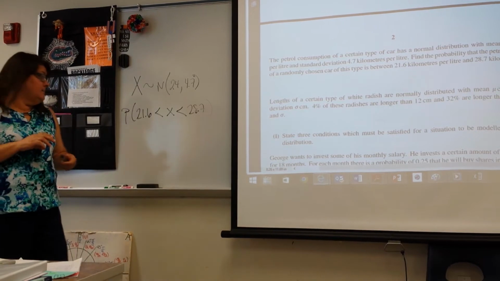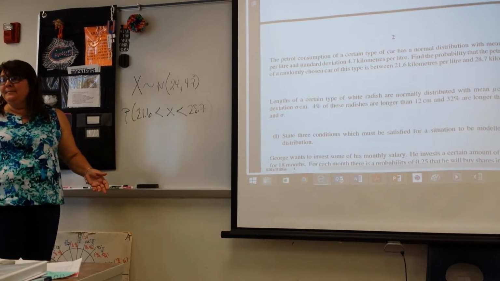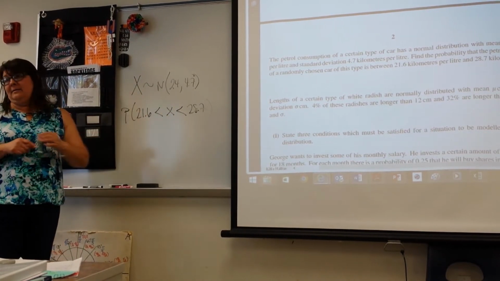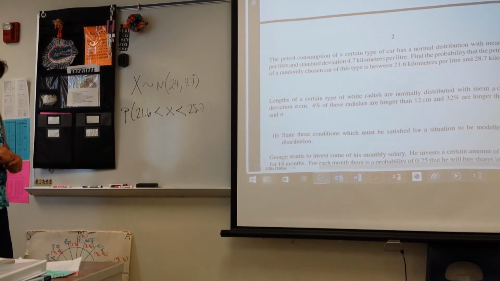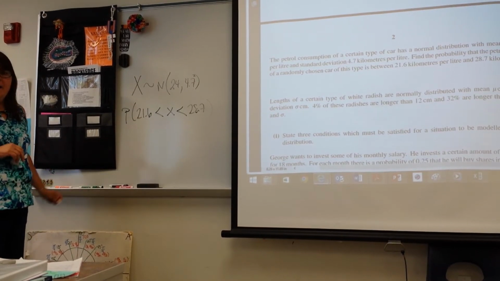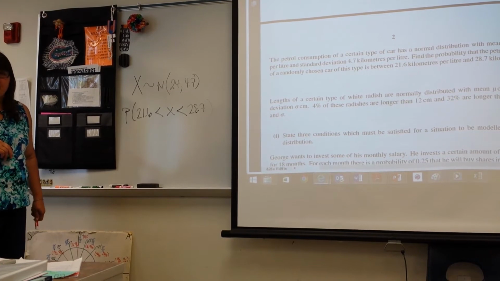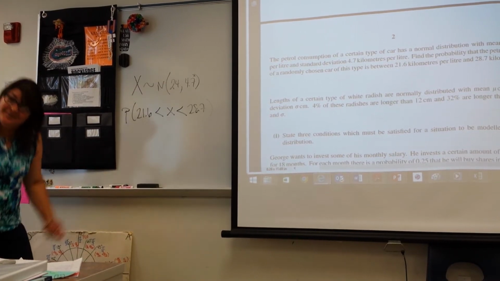Why did you square 4.7? It's the formula, the mean and variance. So this is like raw data, but we convert it to z-scores, and then we look on the table to find the probability.